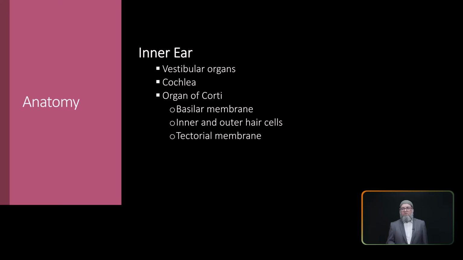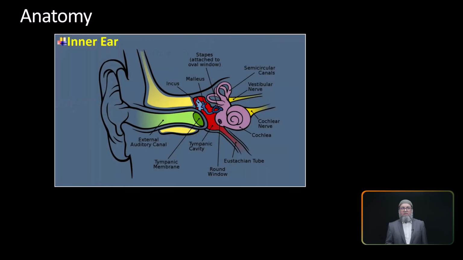The inner ear has the vestibular organ, cochlea, and organ of Corti. The organ of Corti has the basilar membrane, inner and outer hair cells, and tectorial membrane. The inner ear is the most important part where we have to focus now, because that's the place where all the sound waves are created. Right now we are looking at the inner ear diagram. Anything outside the tympanic membrane, in green, is your external ear. The red one is the middle ear, which is malleus, incus, and stapes, and the purple one in this picture is the cochlea and semicircular canal.